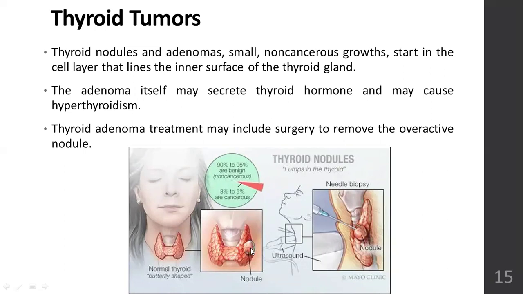Okay, this nodule can also secrete thyroid hormone. If there are too many nodules here and there, these are nodules growing out of the thyroid gland. The thyroid gland is already secreting thyroid hormone, but on top of that, when these nodules start showing up and also start secreting thyroid hormone, you go into a state of hyperthyroidism. Surgically these adenomas can be removed. If it is an overactive nodule, surgically this can be removed.